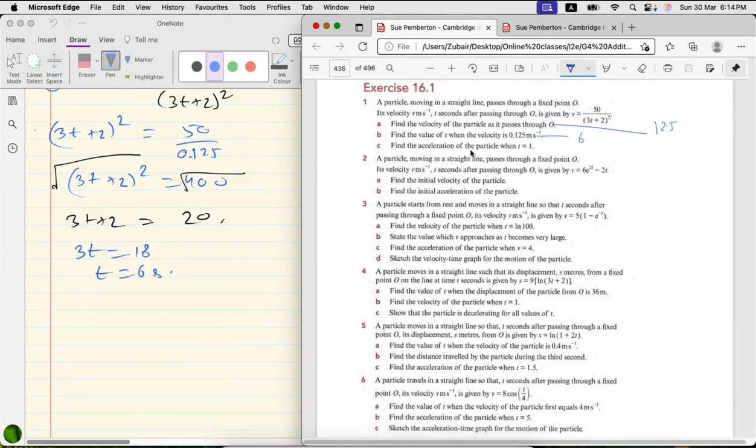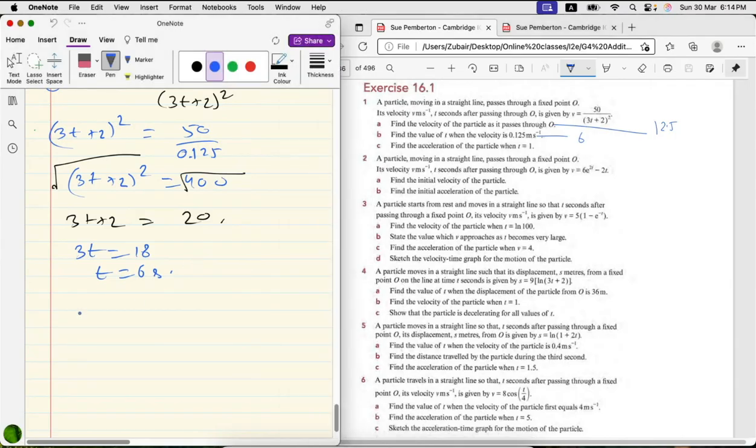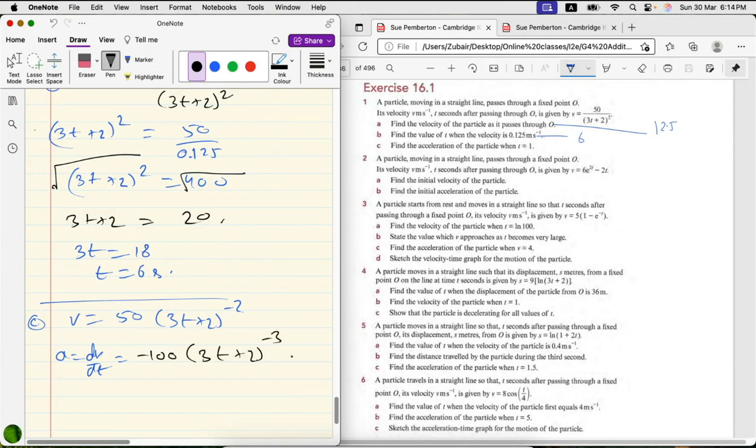And the last one, find the acceleration of the particle when t is 1. So as before, you have to differentiate that. Velocity is 50 into (3t plus 2) raised to power minus 2. So acceleration is dv by dt, differentiation. So the power comes down and gets multiplied, minus 100, (3t plus 2) power minus 1, into the differentiation of the base, that's 3 in this case. So minus 300 over (3t plus 2) raised to power 3.